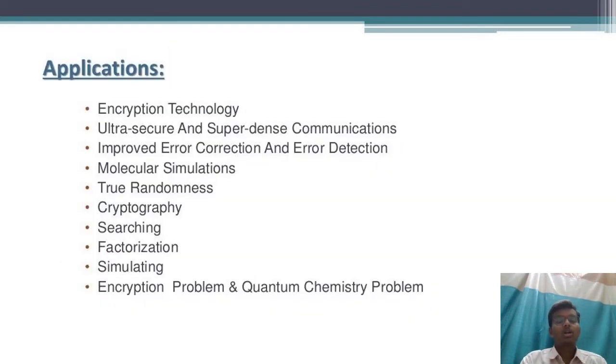Applications of quantum computers. Encryption technology, ultra-secure and super-dense communications, improved error correction and error detection, molecular simulations through randomness, cryptography, searching, factorization, simulating encryption problems, and quantum chemistry problems.